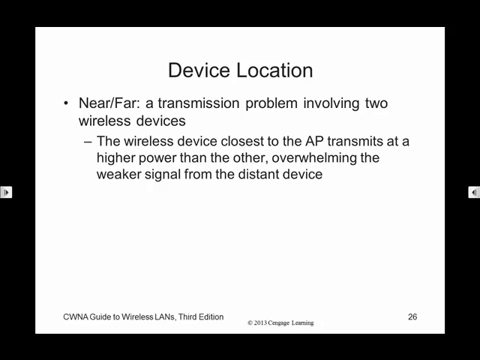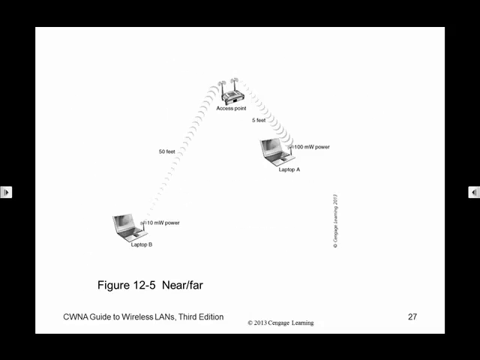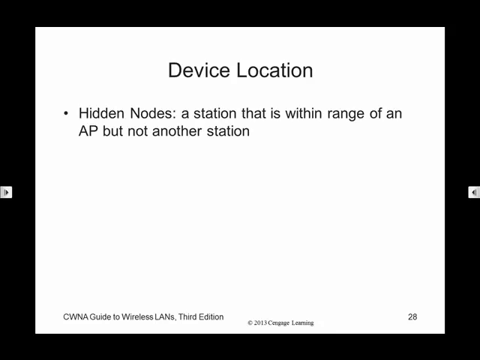Near-far transmission problem involving two wireless devices. The device closest to the AP transmits a higher power, and the overwhelmingly weaker signal of the distant one, because it's going to see the distant signal, if it's too low, as a noise signal, and it will ignore that. Move the devices around, and this is the picture of that. We got 100 milliwatt on one. The closer one's doing 100 milliwatt, and the further one is a 10 milliwatt. The 10 milliwatt may not be seen because of the 100 milliwatt device.